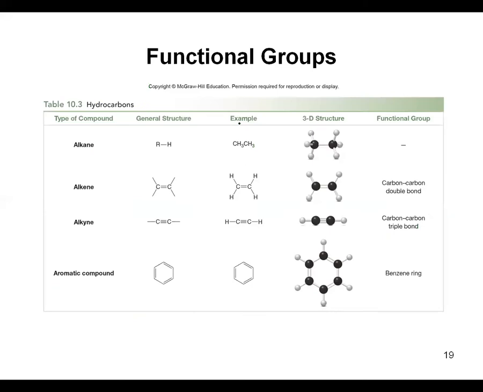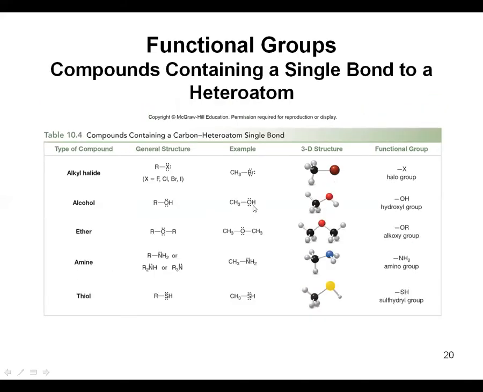So this table, which is from your book, shows all the different functional groups that we'll come across. We talked about our alkanes, our alkynes, and our alkenes, our aromatic compounds, which are our benzene-containing guys. Here are some other organic guys that we will get to in later chapters. Alkyl halide has a halogen involved. Alcohols, as I talked about earlier, have that OH group.